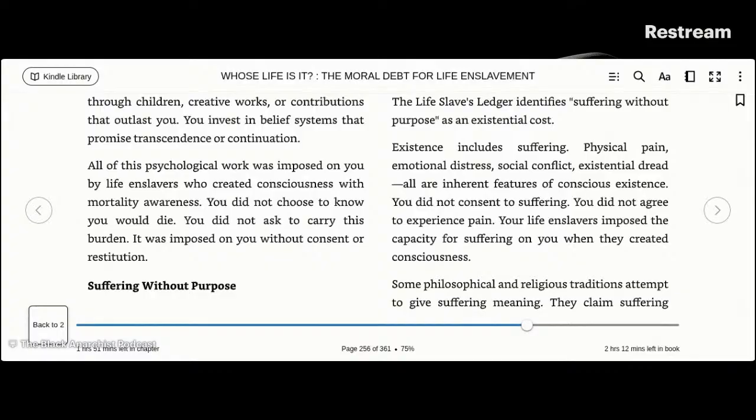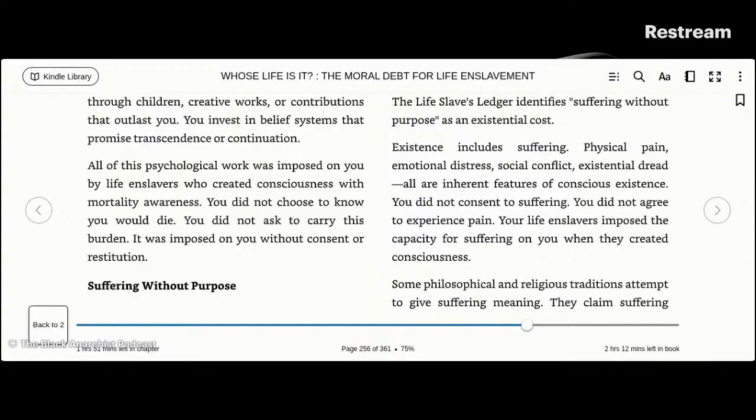Suffering without purpose. The life slave ledger identifies suffering without purpose as an existential cost. Existence includes suffering: physical pain, emotional distress, social conflict, existential threat. All are inherent features of conscious existence. You did not consent to suffering. You did not agree to experience pain. Your life enslavers imposed the capacity for suffering on you when they created consciousness.